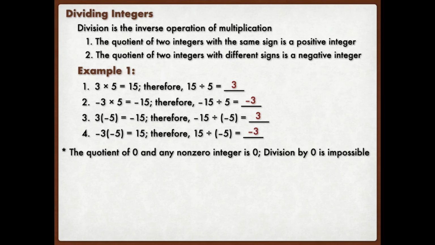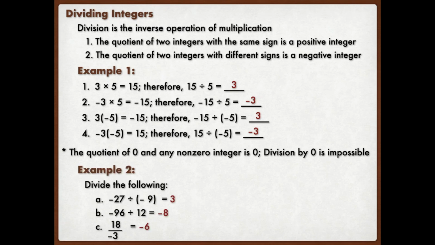Now the quotient of 0 and any non-zero integer would always be 0. So division by 0 is impossible. It would just be 0. Let's take a look at these examples.